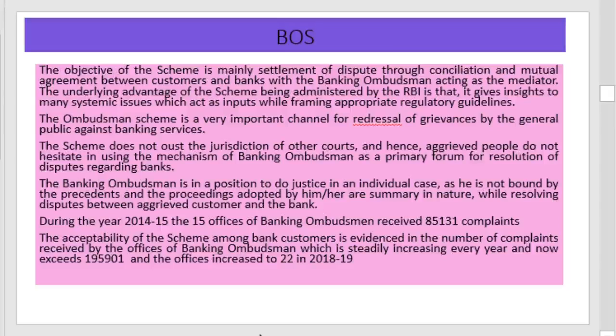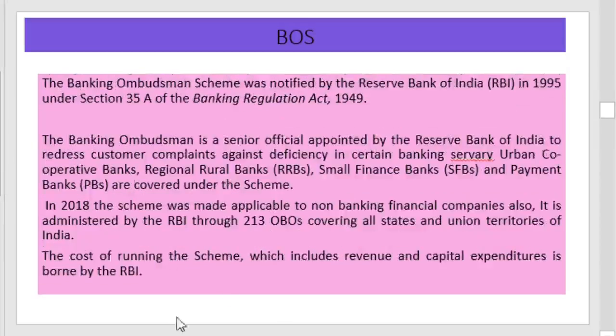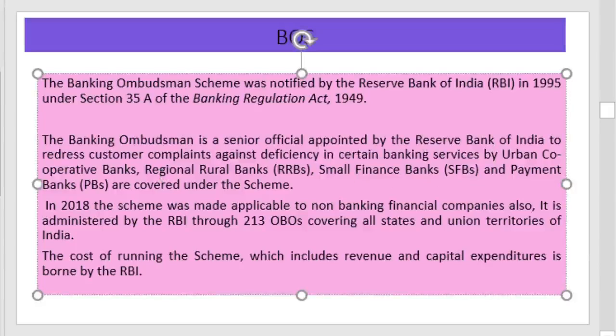And now the number of bank offices has increased to 22, and the complaints increased to nearly 1,95,901 as of 2018-19. The Banking Ombudsman is a senior official appointed by the Reserve Bank of India to redress customer complaints against deficiency in certain banking services. It takes into account the grievances of urban cooperative, regional rural banks, small finance banks, payment banks, etc., in addition to other commercial banks.